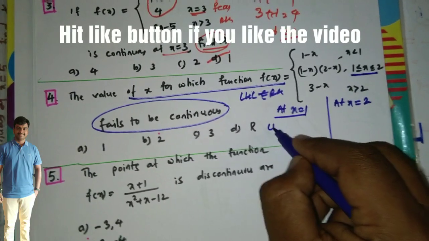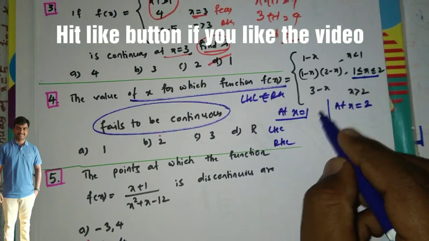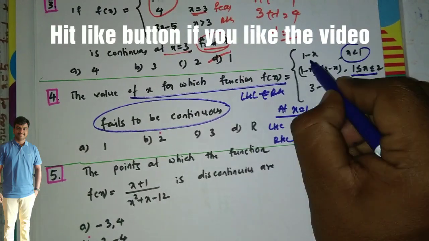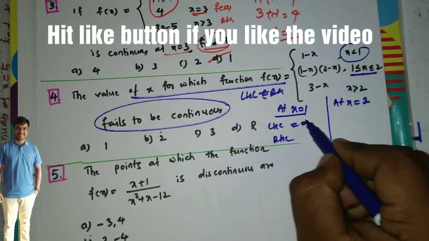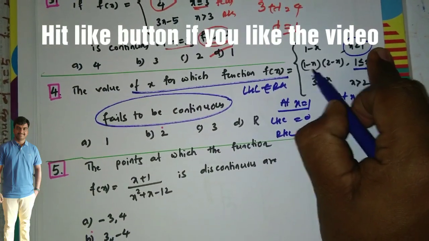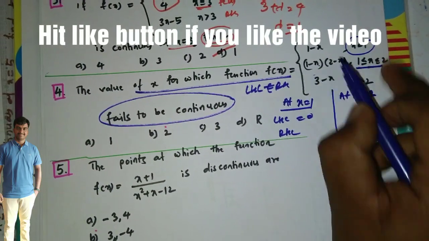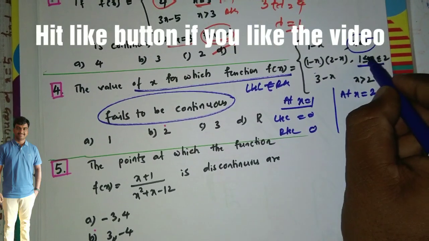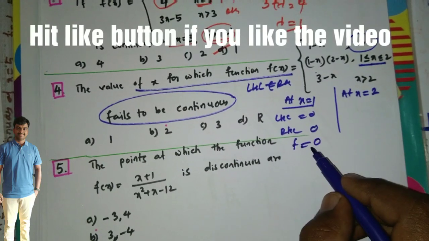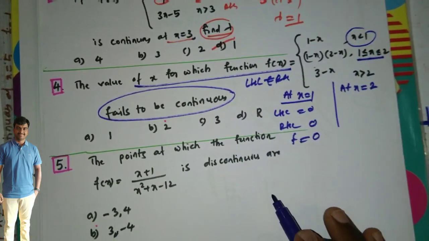Check at x equal to 1 LHL as well as RHL. At x equal to 1, what is LHL here? Here you define LHL here. Apply x equal to 1 here. 1 minus 1 is what here? 0. So here you define RHL here, RHL for x greater than 1. Okay, so 1 minus 1, 0. RHL is what here? 0. Even x equal to 1 comes here. F of a value is also what here? 0. At x equal to 1, the function is continuous, definitely.